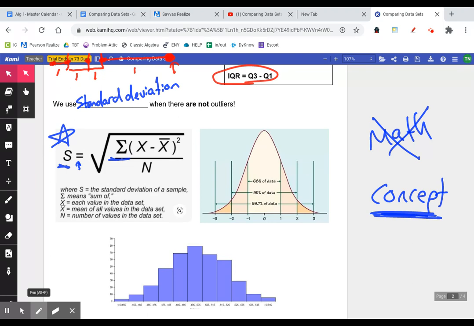X right here is each value in the data set. So say that we have 15 people in our data set. That's the value of all 15, minus, okay, this here is the mean of all the values of the data set. So if we went through that data set and found the mean, which we know how to do, it's just displayed here as this x-bar, and then we have that squared, to the power of 2, so we square that, and then divided by n. Well, n is the number of values in that data set, okay? And then at the very end, we square root that answer. That's what that square root symbol is doing right there.